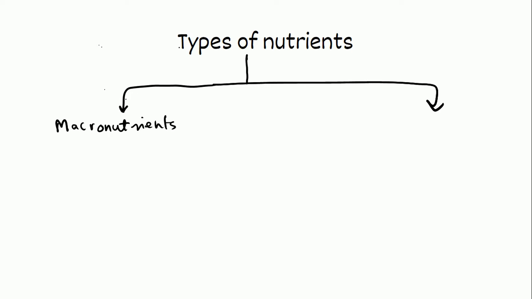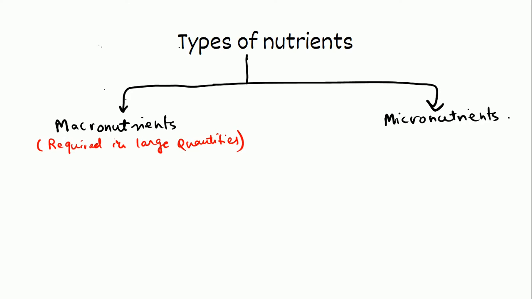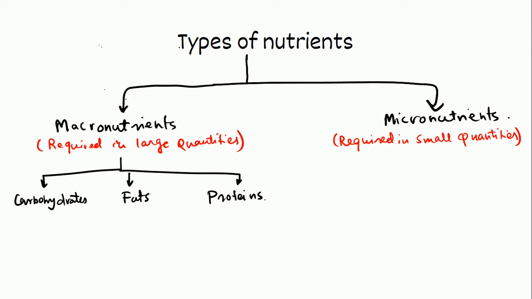Now what are the types of nutrients? The nutrients are divided into two major types, the macronutrients and the micronutrients. Macronutrients are those nutrients which are required in large quantities, and micronutrients are those nutrients which are required in small quantities. The macronutrients are carbohydrates, fats and proteins. Micronutrients are vitamins and minerals. So these are the nutrients which are required in our body.